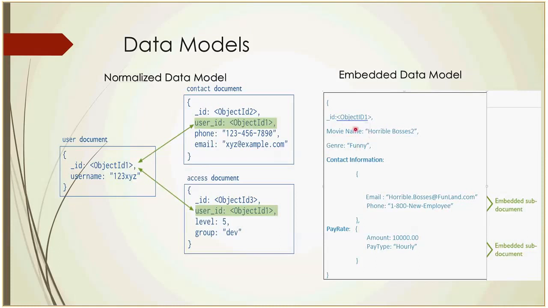Let's say you're storing movie information, which is Horrible Bosses 2. The genre is funny, and you have the contact information for that movie right here, which is an embedded subdocument. And again, the pay rate for the director or whoever that is, is pretty high. Oh man, I should be going there and working.